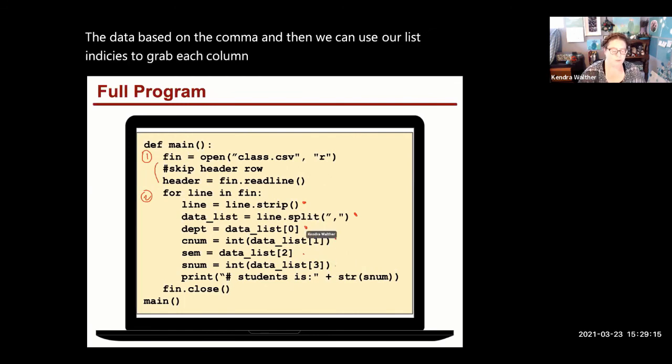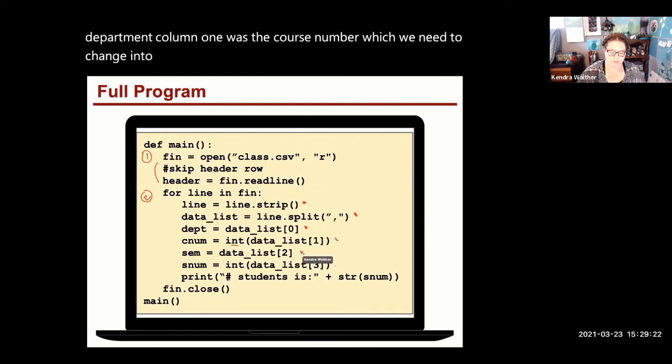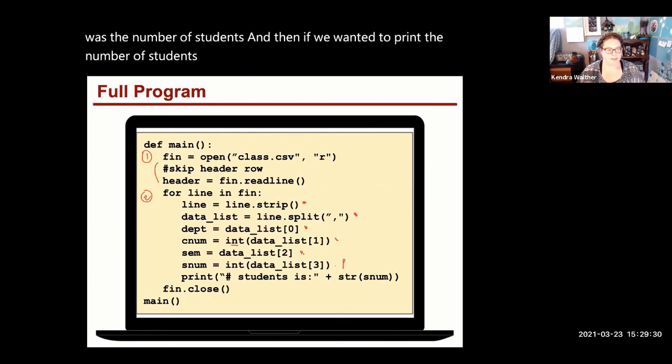Column 0 was the department. Column 1 was the course number, which we need to change into an int. Column 2 was the semester. Column 3 was the number of students. And then if we wanted to print the number of students, we could also print it out. And there you see our final version.